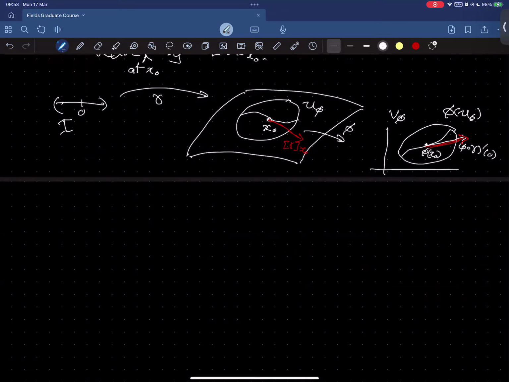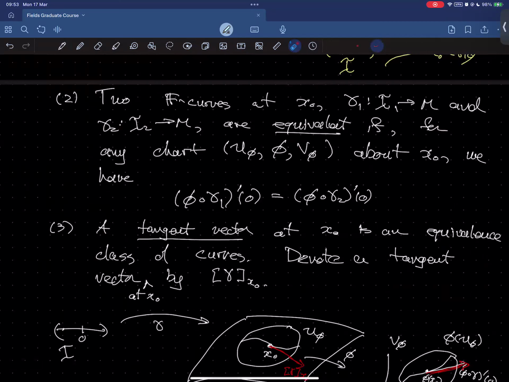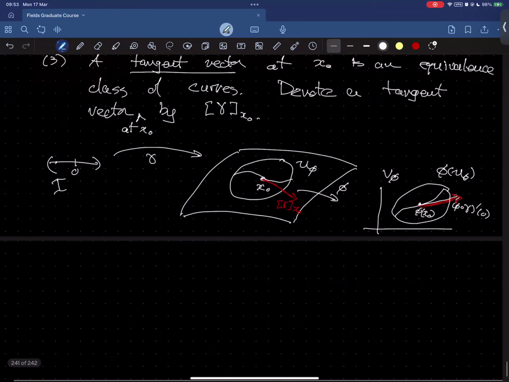The first thing I should do is, in this definition of equivalence, I said for any chart, I should have this. Again, you have this thing that you might have with charts, which is that if you choose a chart and find that this is true in the chart that you chose, and I choose a different chart and find that it's actually not true, you have to eliminate that possibility.